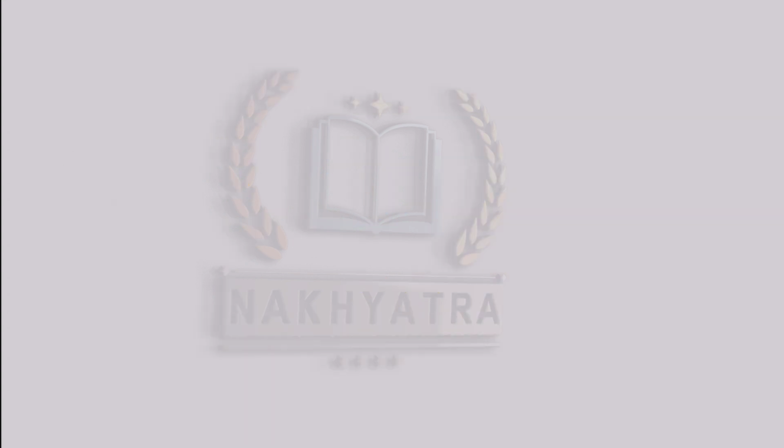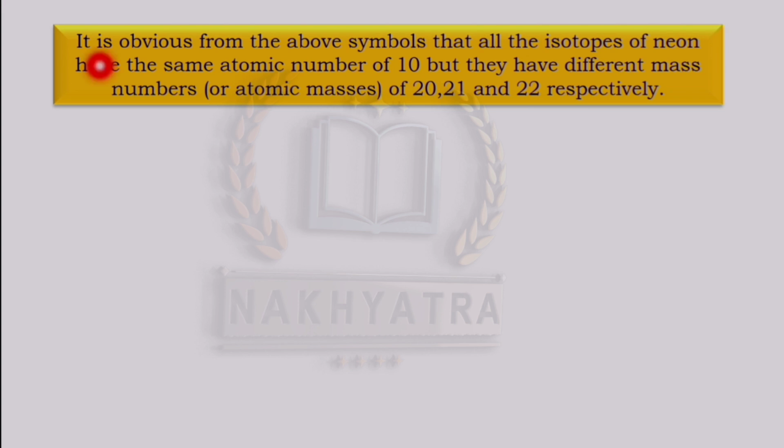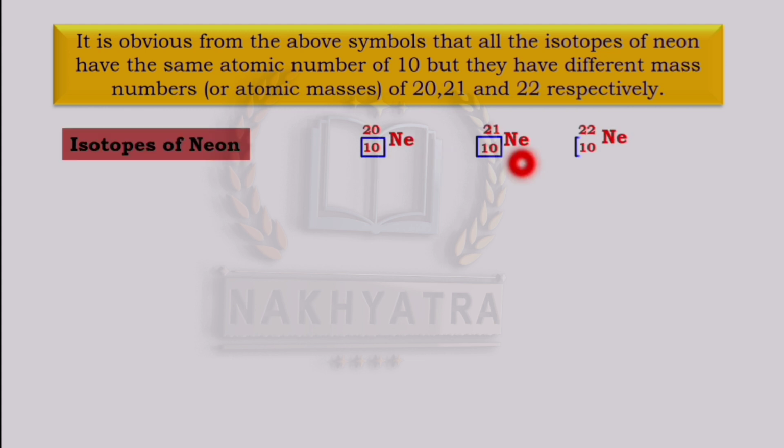Clear everyone? Now we will see that it is obvious from the above symbols that all the isotopes of neon have the same atomic number of 10. But they have different mass numbers or atomic masses of 20, 21 and 22 respectively. Now see the isotopes of neon. So these are the 3 isotopes of neon. From here we can see that they have the same atomic number of 10 and the mass numbers are 20, 21 and 22 respectively.